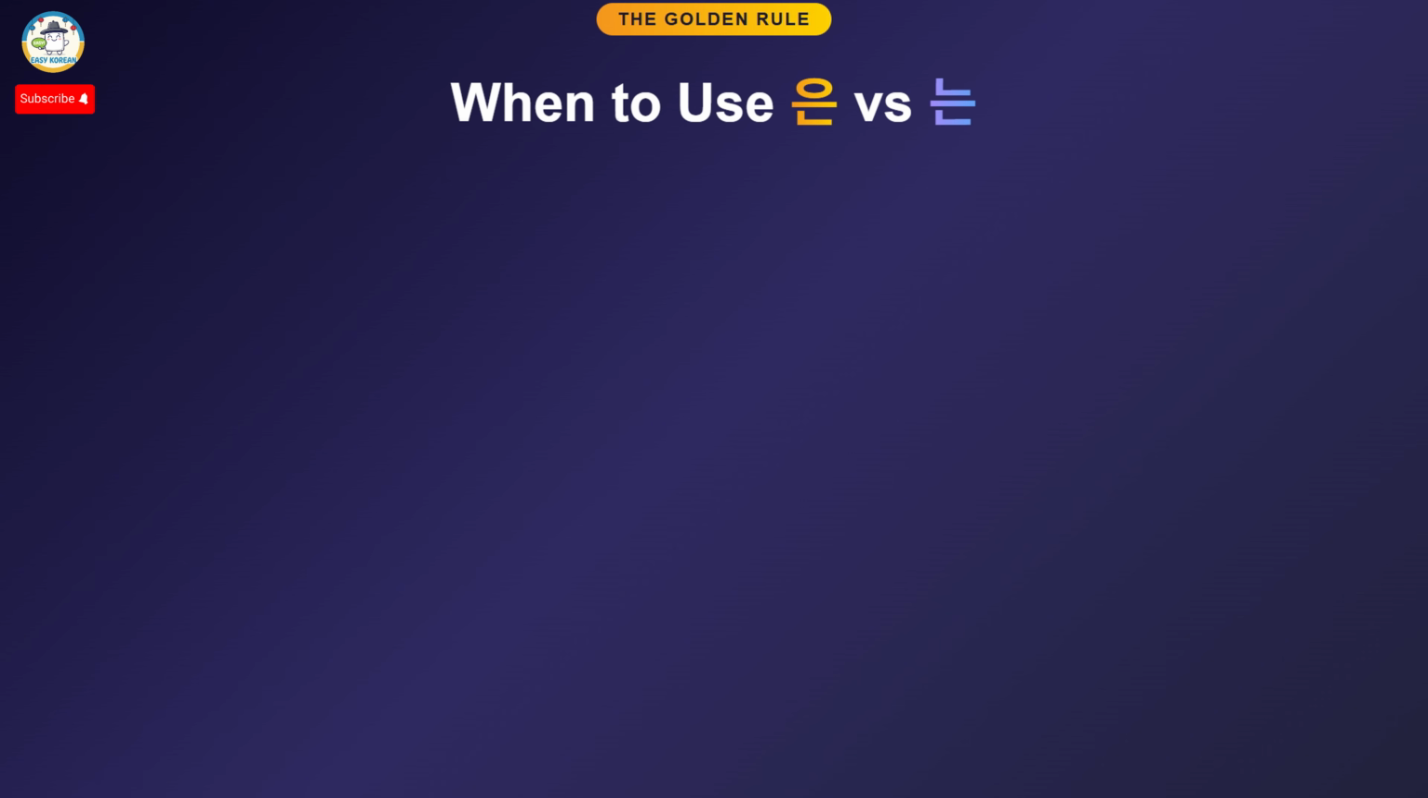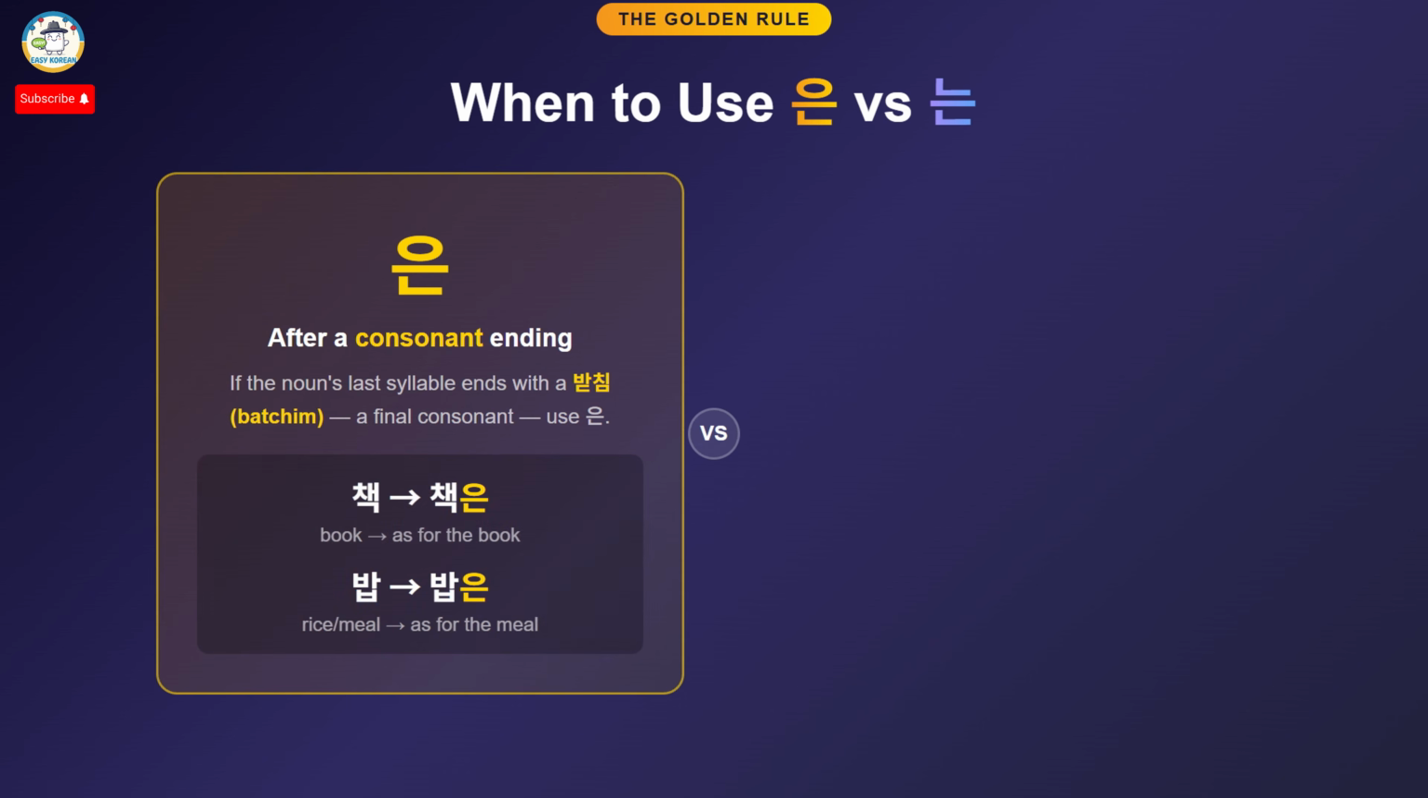Now, the most important question. When do you use un versus neun? The answer is simple. It all depends on how the noun ends. If the noun ends in a consonant, what Koreans call a pachim, a final consonant sound, you attach un. For example, check, which means book, ends in the consonant giek, so we say 책은.